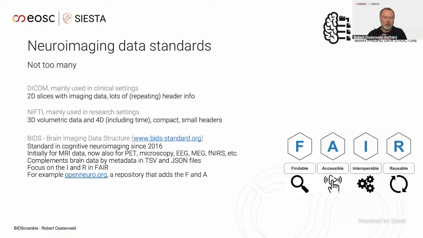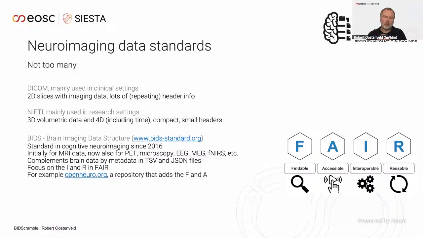As Cyril already mentioned, since around 2016, we have the brain imaging data structure, BIDS, which is a standard for neuroimaging and specifically for cognitive neuroimaging. It's mainly developed for cognitive neuroimaging, but can also be used for clinical neuroimaging. Initially, it was developed for MRI data, but now it has been extended to also cover positron emission tomography, microscopy, EEG, MEG, functional NIRS, etc.